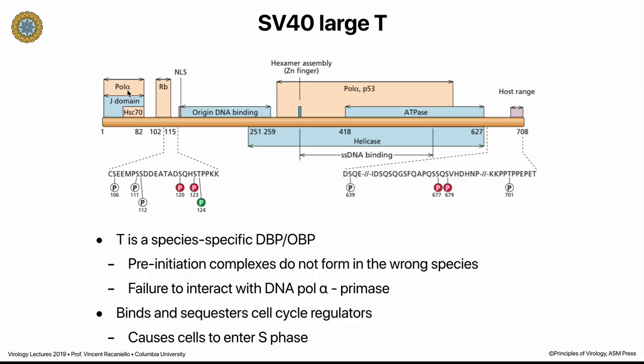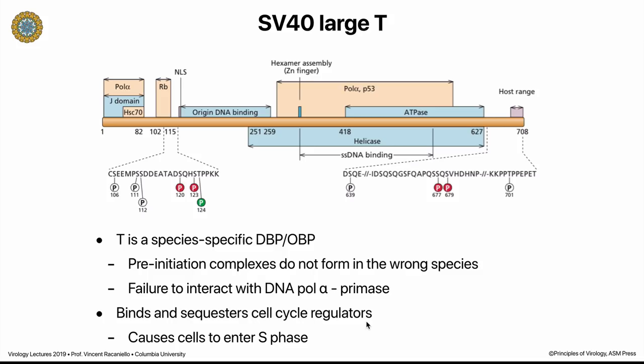Here's the helicase domain, of course, and the ATPase is part of the helicase. That's important for unwinding the origin. Here's the sequence for binding the origin. So this part of the protein specifically binds to the origin as well. And one of the important other aspects of this is that the protein binds and sequesters cell cycle regulators.